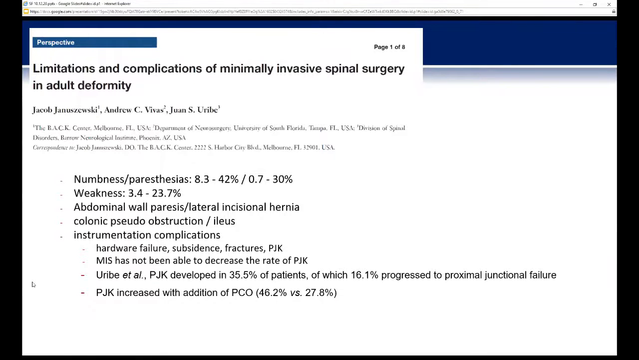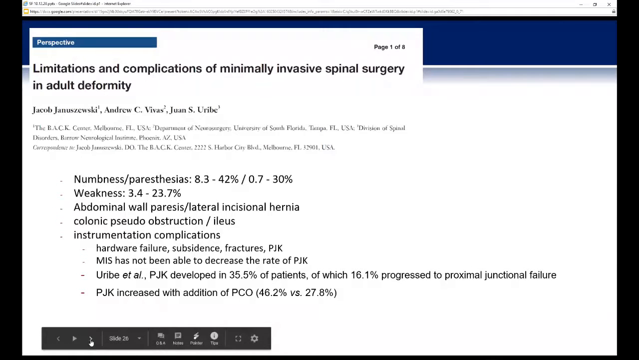we can get into that in a discussion, but another paper by Dr. Uribe showed 35% in MIS PJK rate, 16% progressed to actual junctional failure. And that's increased with posterior column osteotomies in a hybrid fashion.